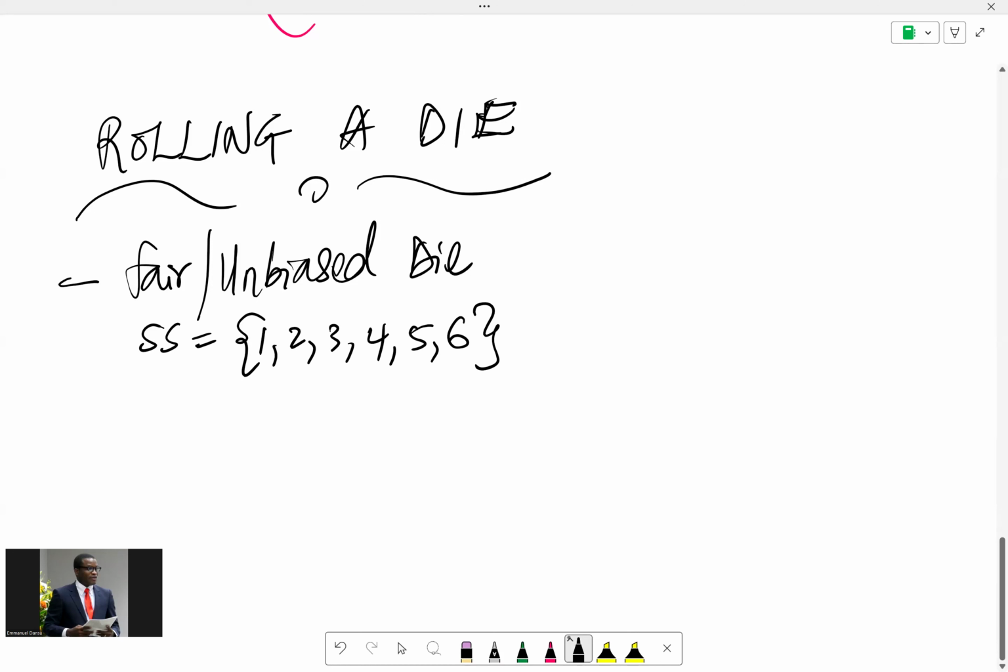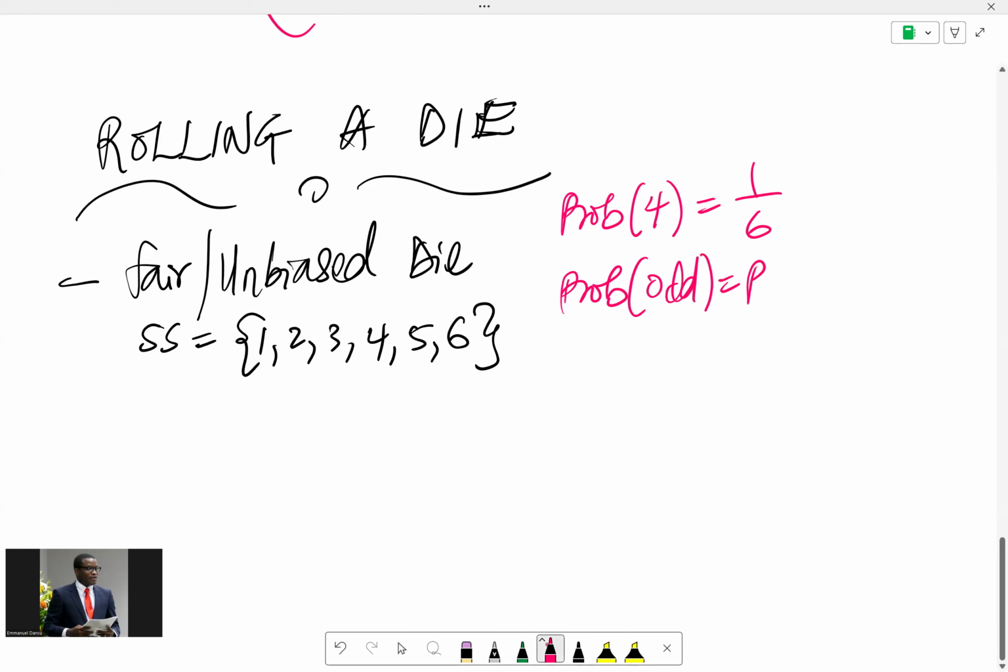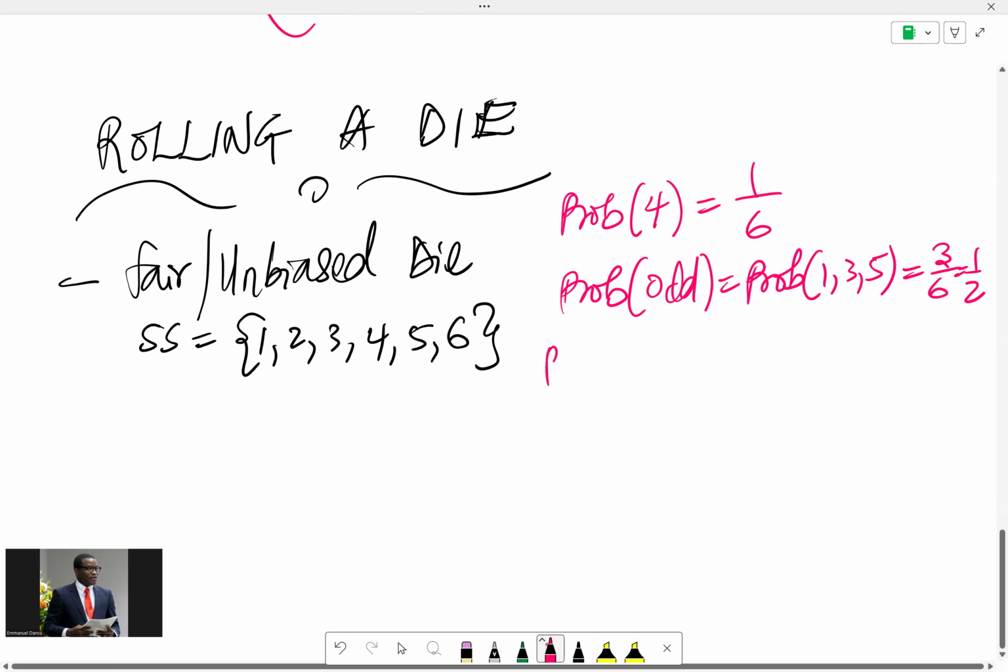So in this case, you can have the regular questions like what is the probability of getting a four? How many fours do you have? Just one out of six. That's the probability of getting a four. And what's the probability of getting an odd number, like we did before? That's simply the probability of getting either one or three or five. So that's simply three possibilities out of six. That is 1/2.